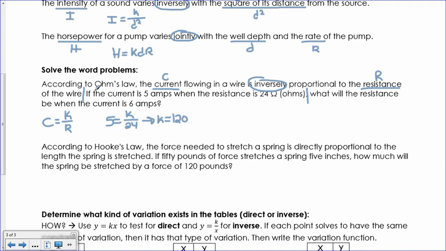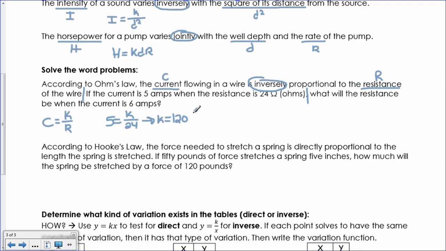Again, they have the question all set out for you. They're kind of leading you along. The first sentence gives you the skeleton equation. The next little part gives you how to find K, and then the rest of it tells you what you actually need to find. So once you find K, they follow up by saying, what will the resistance be when the current is 6 amps? They're giving you a new situation where now they want to know what R would be if the current is 6 amps this time instead of 5.